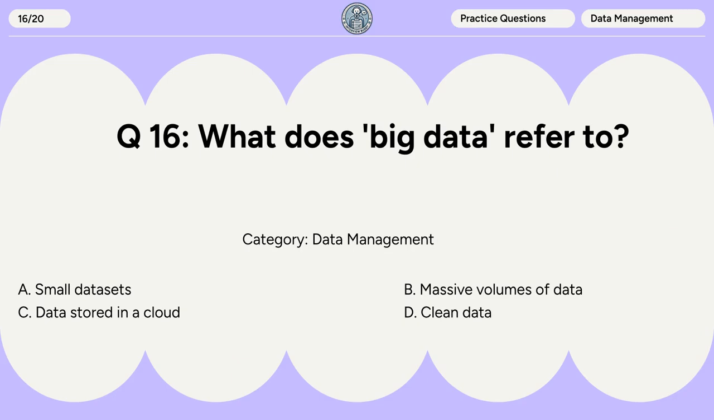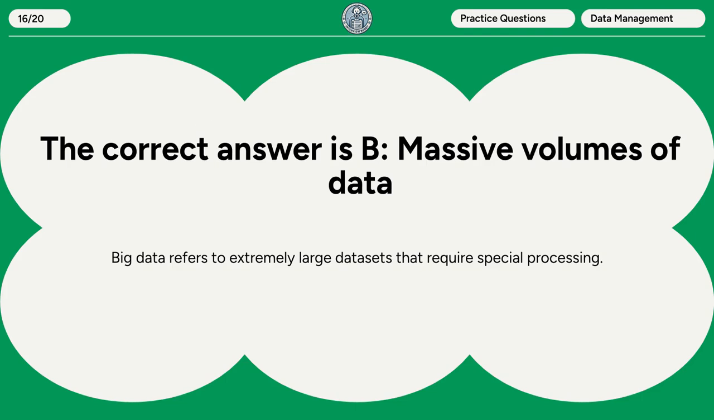Question 16. What does big data refer to? A. Small datasets. B. Massive volumes of data. C. Data stored in a cloud. D. Clean data. The correct answer is B. Massive volumes of data. Big data refers to extremely large datasets that require special processing.